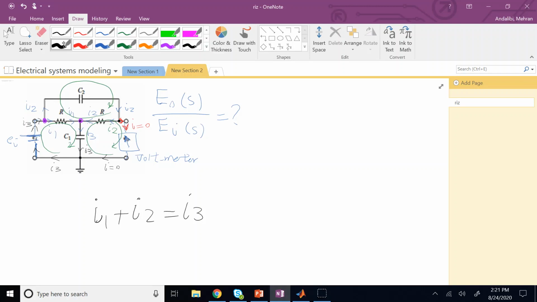Then I have 3 loops, right? So this is the node. If I give them a name, I call this loop 1, call this loop 2, and I call this loop 3. So for loop 1, what do I have? So I write it here for you. Loop 1, I'm writing the loop law. What does it say?